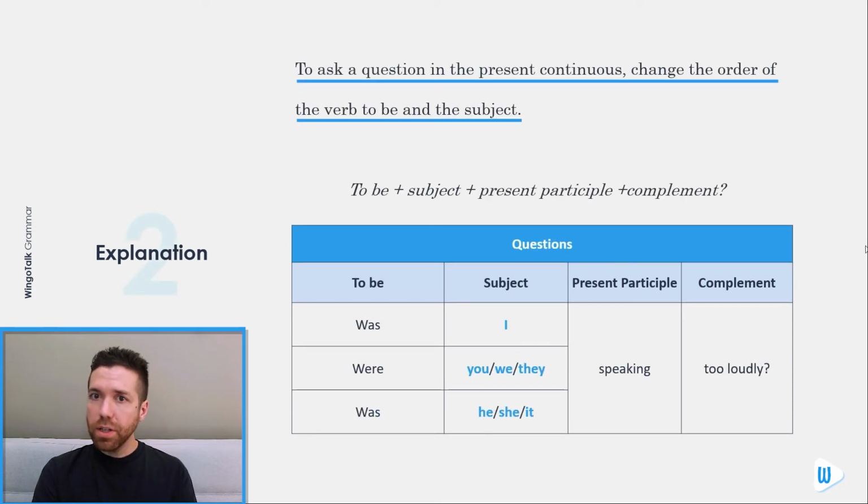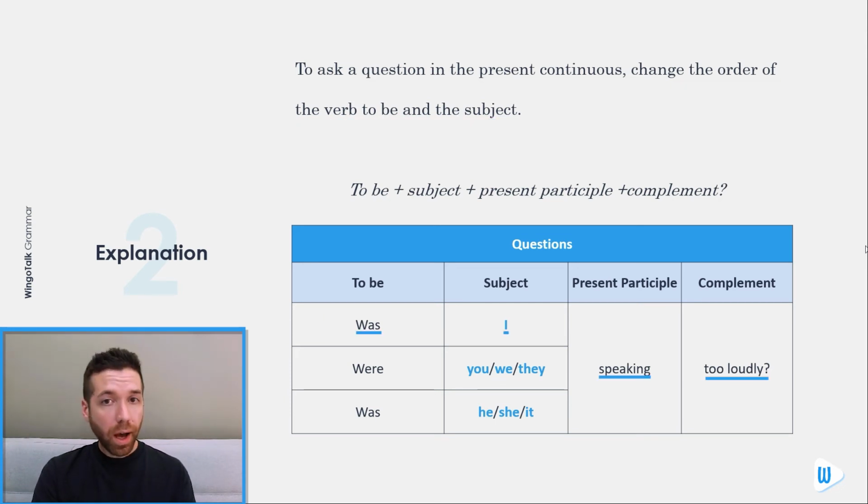To ask a question in the past continuous, change the order of the verb to be and the subject. Was I speaking too loudly? Was she speaking too loudly? Or were we speaking too loudly?